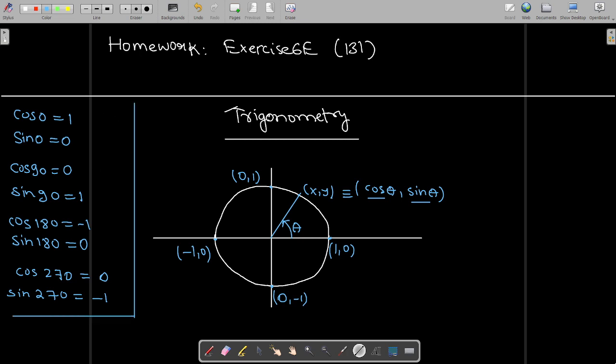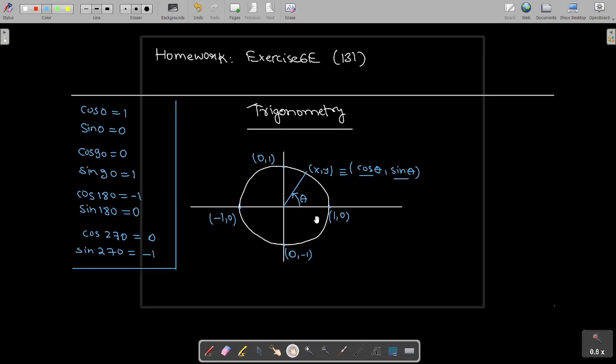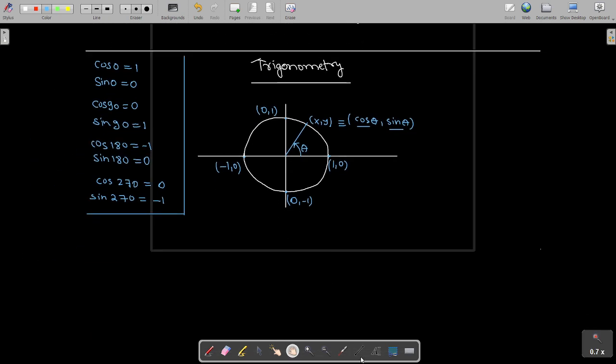This thing clear? Now we have discussed the graph of sine and cosine. First is cos, second is sine. The x coordinate is cos, the y coordinate is sine. Now we have discussed some of the properties of sine and cosine, right?